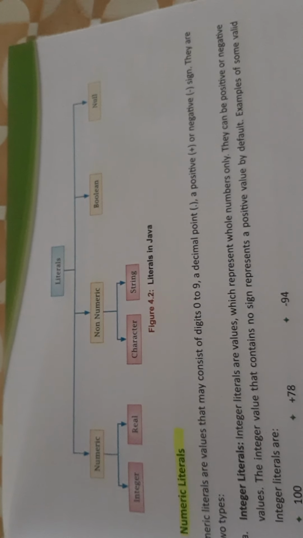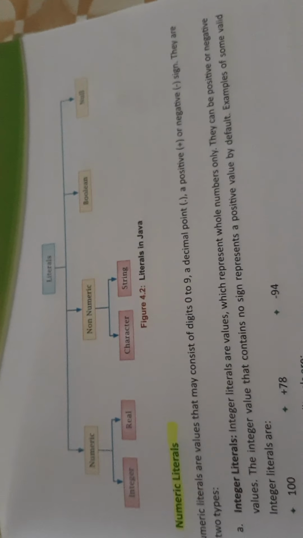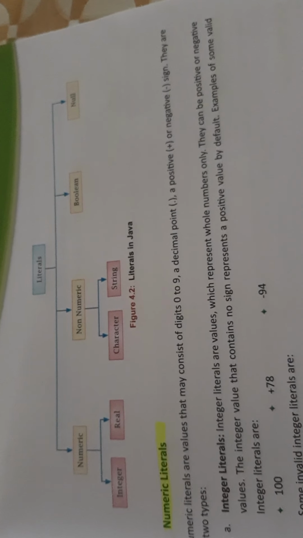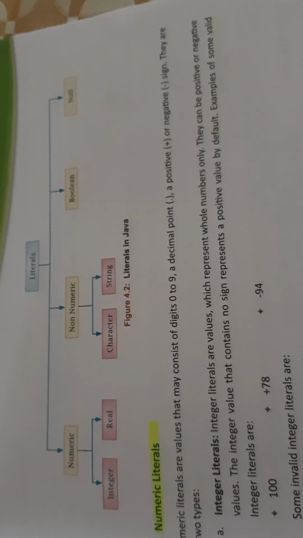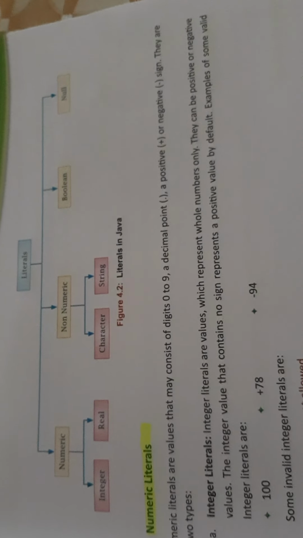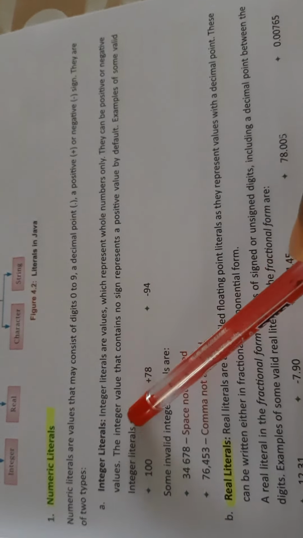So literals are of four types: numeric, non-numeric, boolean, and null. Now, numeric is integer and real. Integer means numbers without the decimal point, and real means numbers with the decimal point. Non-numerics are characters and strings. Okay, so here are the examples that are given here.